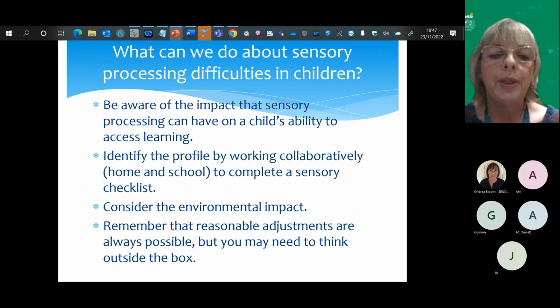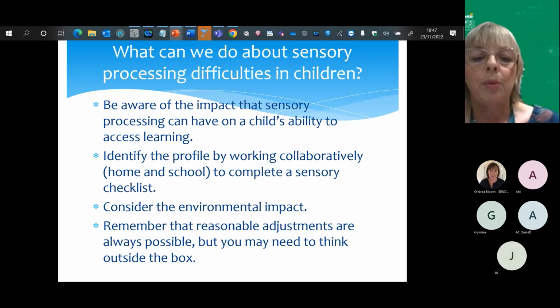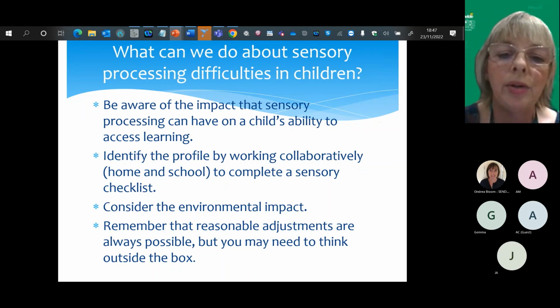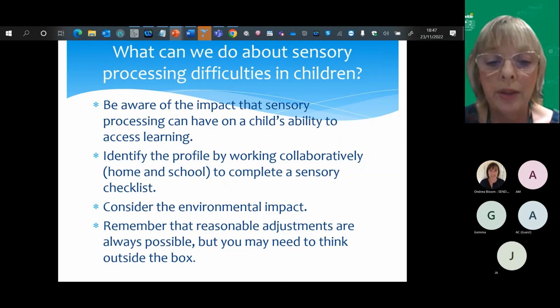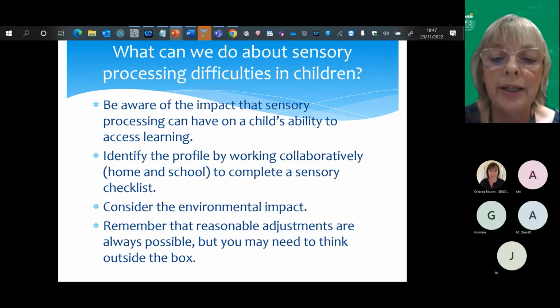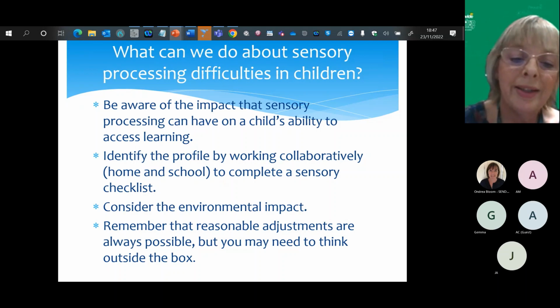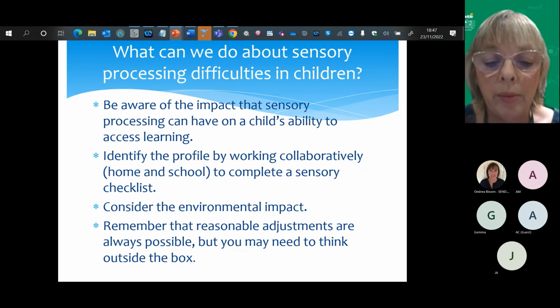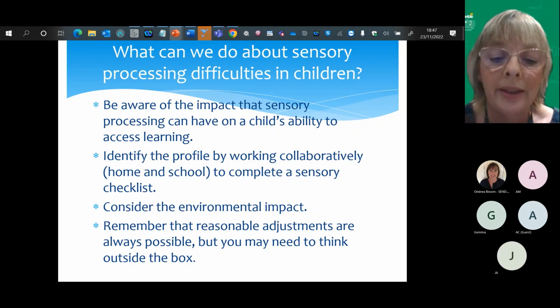So what can we do about sensory processing difficulties in children? Be a sensory detective, understand and be aware of how the sensory processing impacts on everyday life. Most importantly, you work collaboratively with school, and ideally, schools should have access to sensory checklists and make sure that you're aware of the impact on the environment, which is probably something that you already do on an everyday basis.